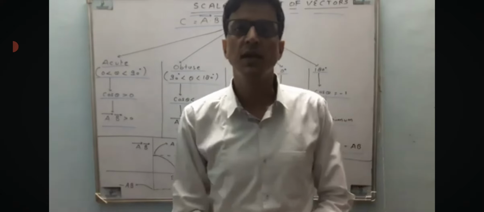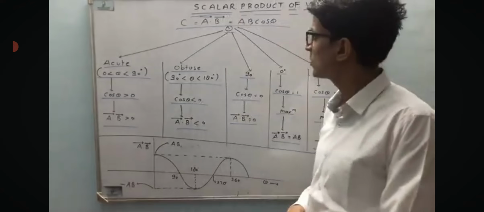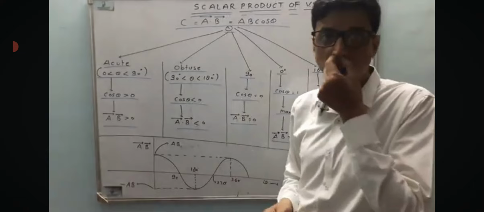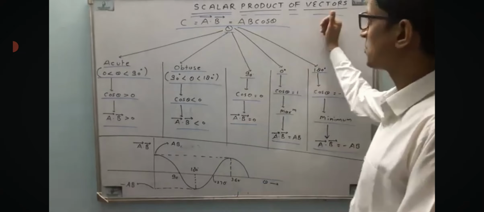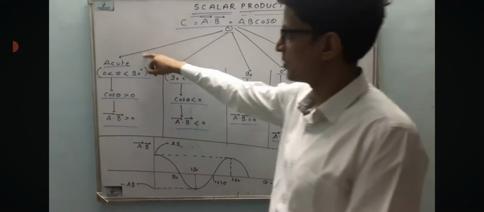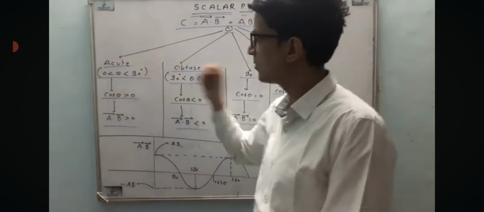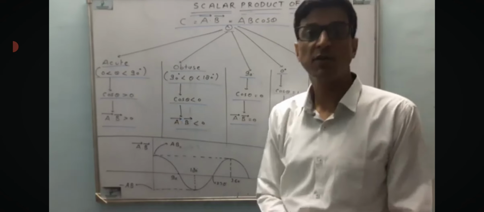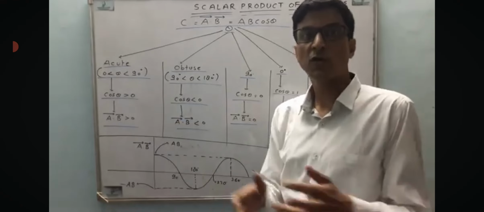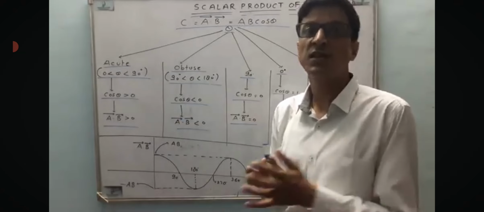Today we will discuss the scalar product of vectors in terms of angle. Let's suppose we define A dot B as AB cos theta. If theta is acute, that means it lies between 0 degrees and 90 degrees, then cos theta will be positive, then A dot B will be positive. So if the dot product is positive, you can say that the angle between them is acute.